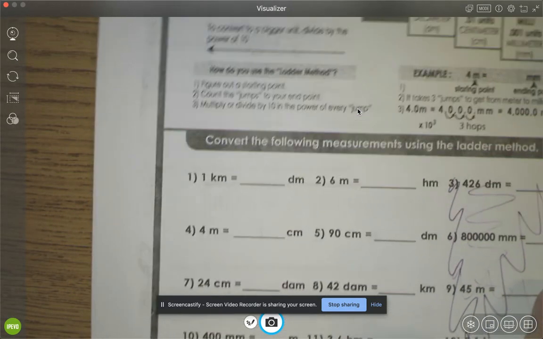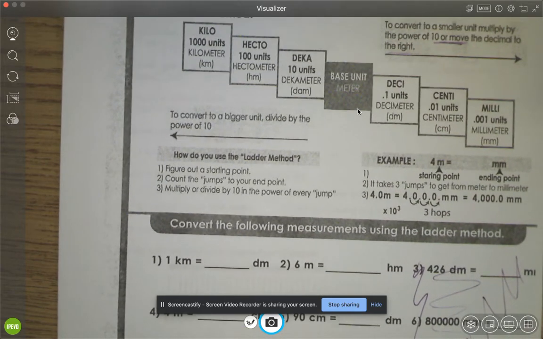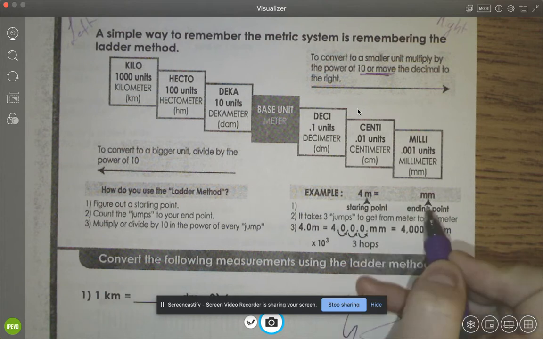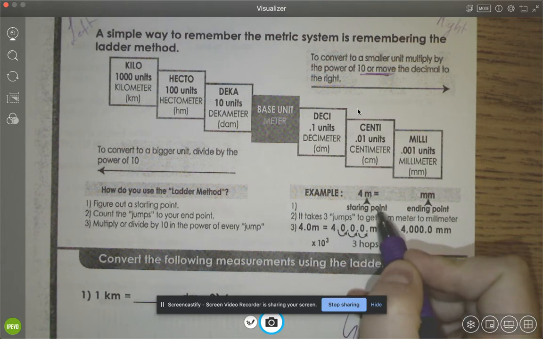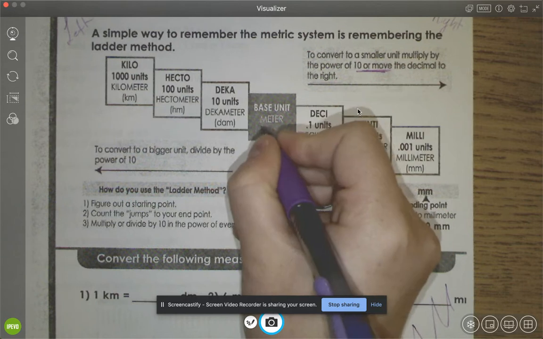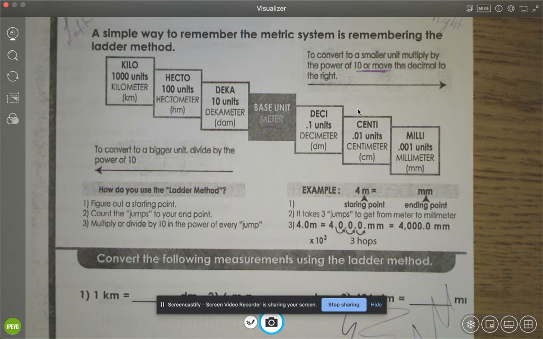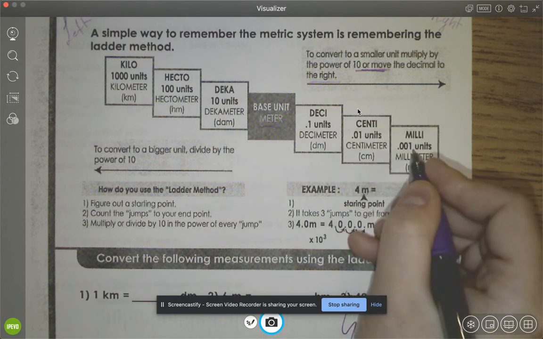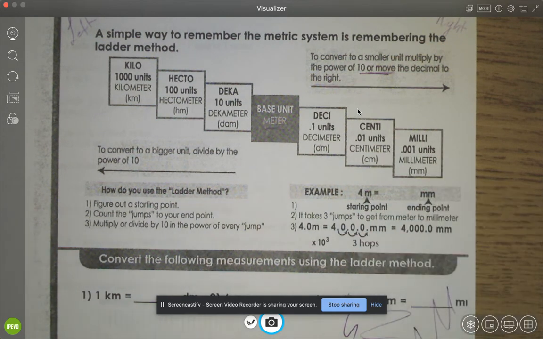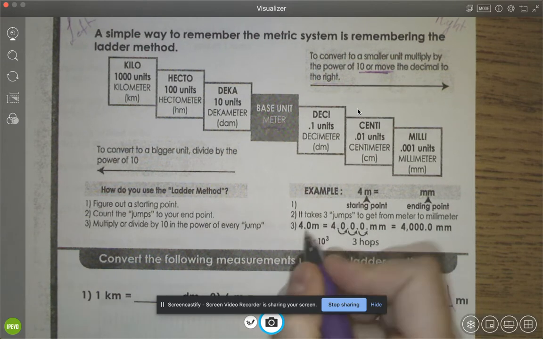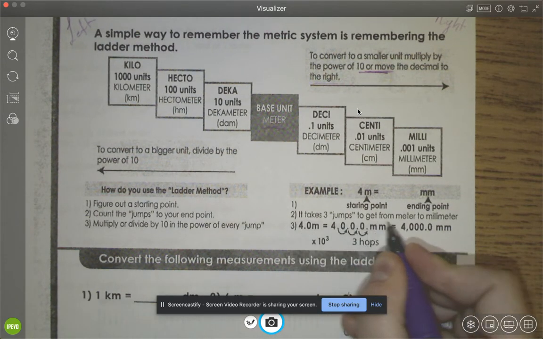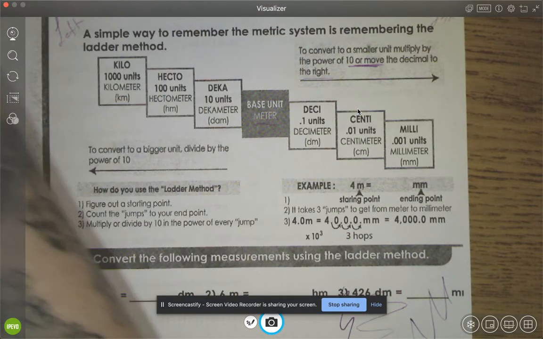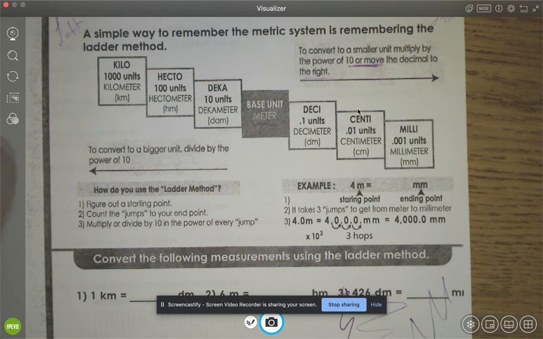All right. So let's go to the first problem. Well, let's go over the example. My bad. So here we have 4 meters, and we want to convert it to millimeters. So our starting point is meters, right? This is where we will be starting. And then we are going to be ending up right here at the millimeter mark, right? Okay, so it says here it takes 3 jumps to get from meter to millimeter. Ugh, my pen is not working. Just go ahead and switch to a pencil.